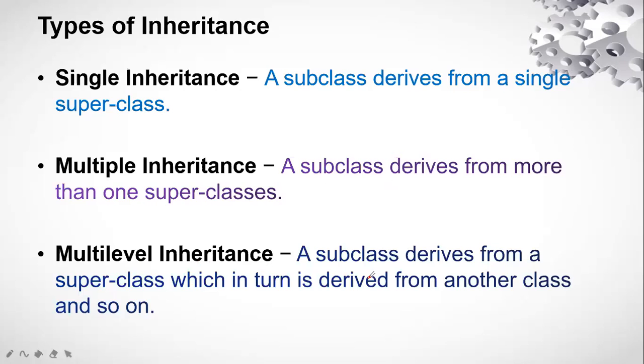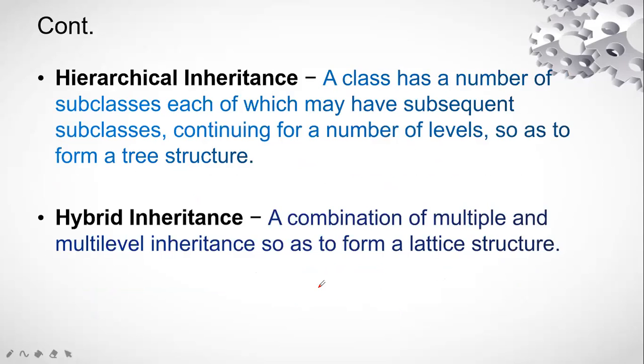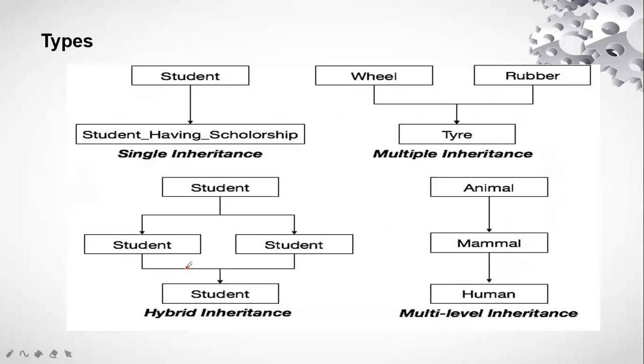Multi-level inheritance is when a subclass derives from a superclass, which in turn is derived from another class, and so on. We have already seen these examples in the earlier lectures; you can go through them in more detail, right? Next is hierarchical inheritance. A class has a number of subclasses, each of which may have subsequent subclasses continuing for a number of levels so as to form a tree structure. That means there is a hierarchy of inheriting properties from the superclass to the subclass, and then one more subclass inheriting the properties of subclass 1. And then hybrid inheritance, which is a combination of multiple and multi-level inheritance. So these are the types.